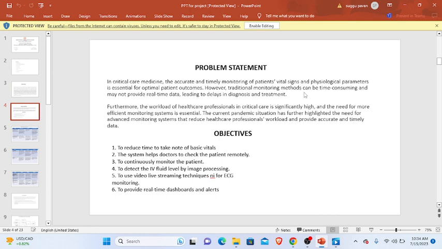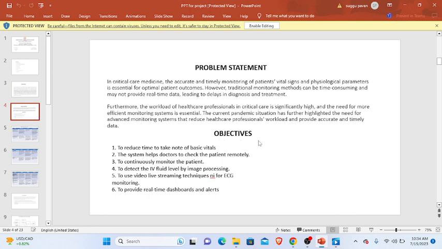health. Furthermore, the workload of healthcare professionals in critical care is significantly high, and the need for more efficient monitoring systems is essential. The current pandemic situation has further highlighted the need for the advancement of monitoring systems. COVID-19 was a pandemic situation where we had the requirement of advanced monitoring systems to reduce the healthcare professionals' workload, as they worked for so many hours and days continuously to provide accurate and timely data.